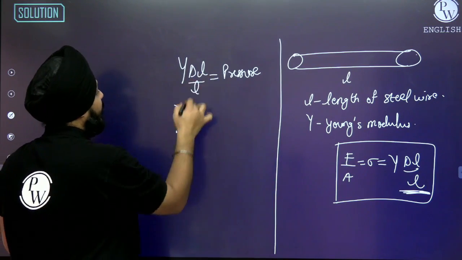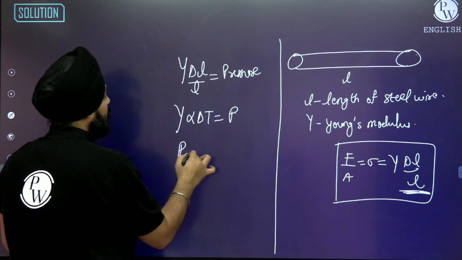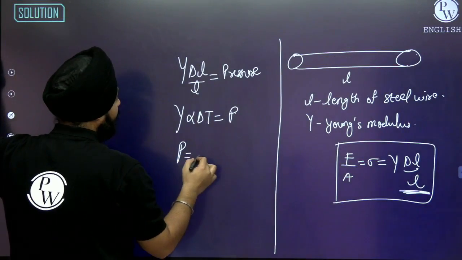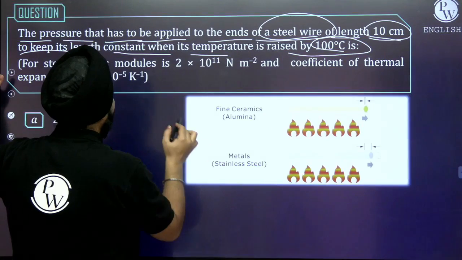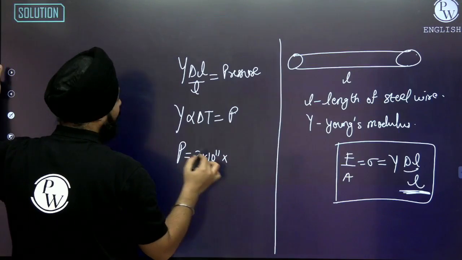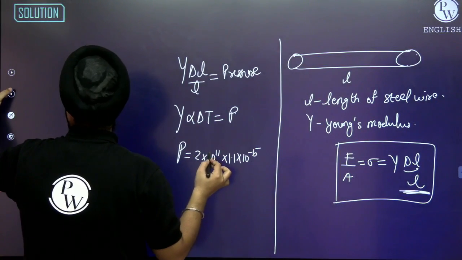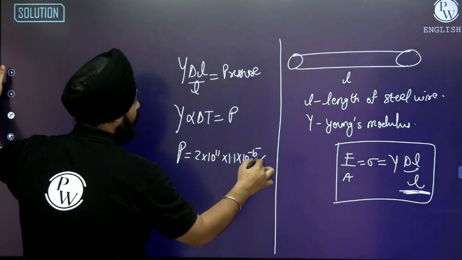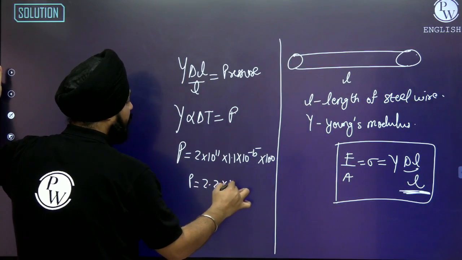Can I replace the strain with alpha delta T? What is the value of Y? 2 into 10 to the power 11. What is the value of alpha? 1.1 into 10 to the power minus 5. The temperature is changed by 100 degrees. We get the pressure as 2.2 into 10 to the power 8 Pascal.